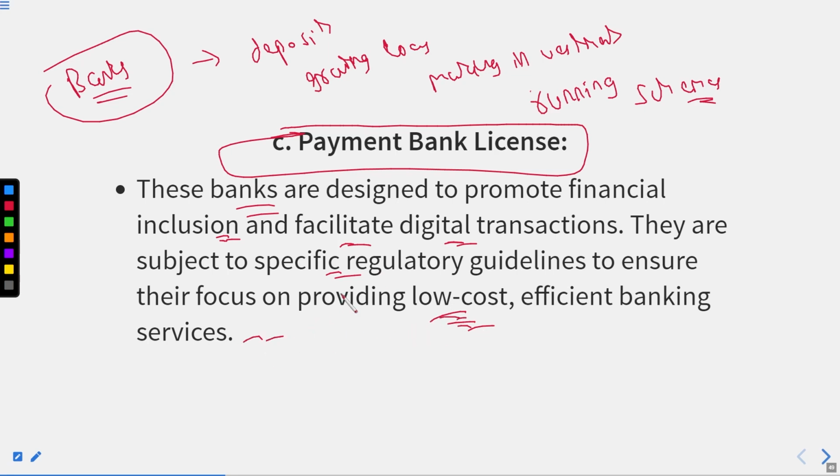We will have a detailed discussion on payment banks when we discuss the types of banks. Till then, just revise the facts which I'm telling you right now.